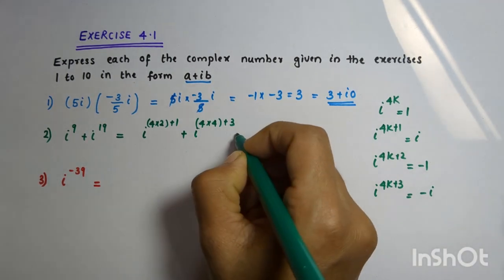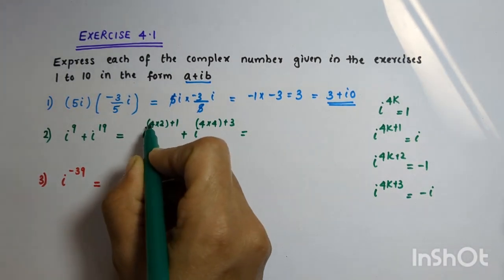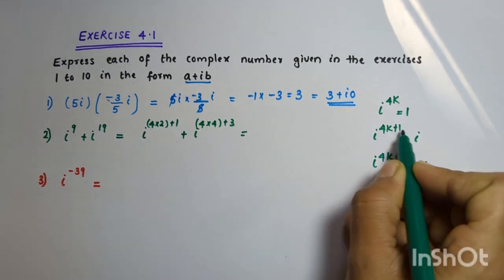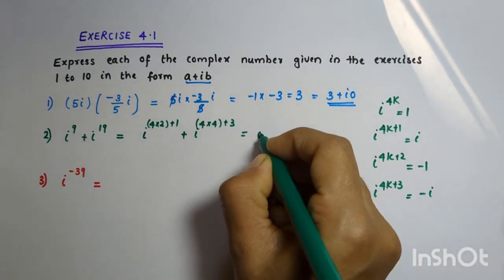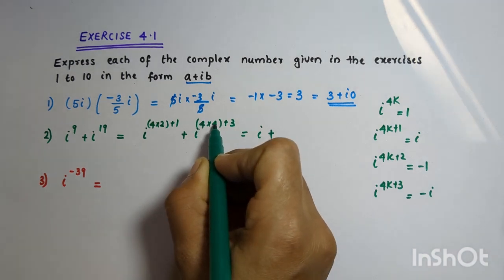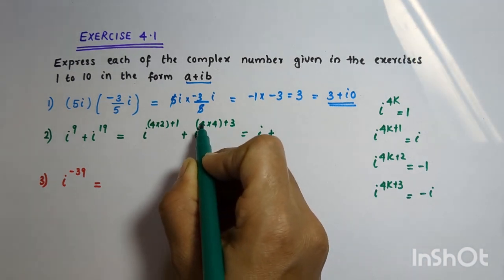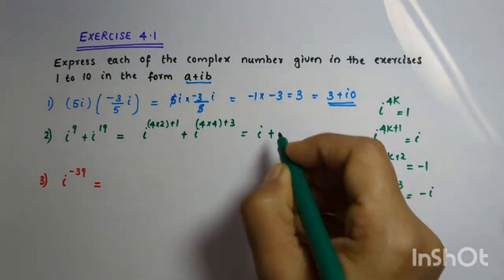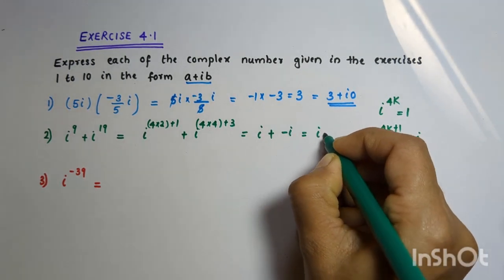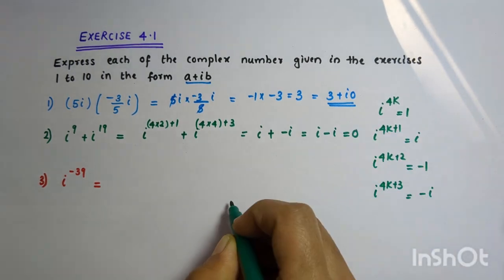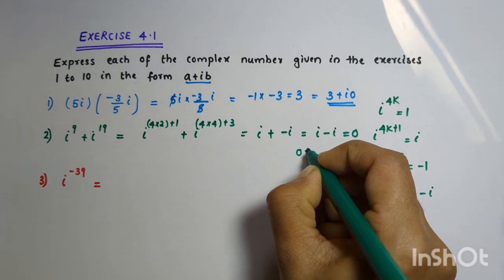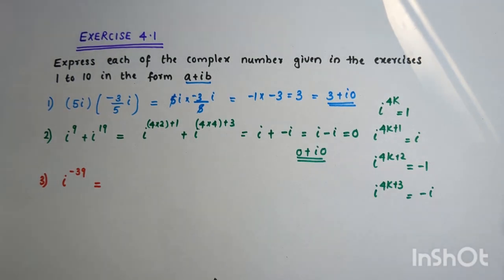So here this is i raised to 4k plus 1, because 2 is an integer. i raised to 4k plus 1 is actually equal to i. So i plus, this is like i raised to 4k plus 3, where k is an integer which is equal to 4. 4k plus 3 is equal to minus i. So this plus and minus becomes minus. So i minus i is equal to 0. So in the form a plus ib we can write it as 0 plus i0.